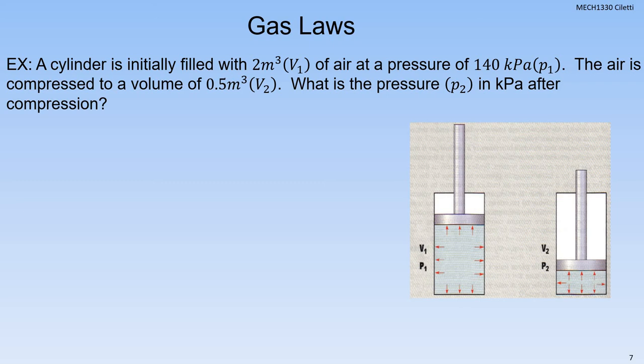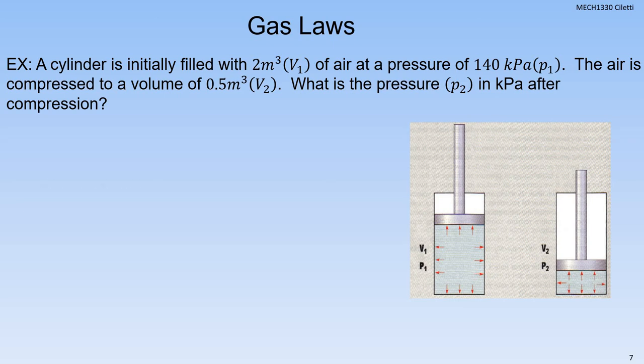Okay, let's do the same problem here, only we're going to do it with metric units instead of imperial units. We have a cylinder initially filled with 2 cubic meters of air at a pressure of 140 kPa. Remember, please notice that there's a K in front of that Pa, so there's 3 more zeros that go after that 140. The air is compressed to a volume of 0.5 cubic meters. What is the pressure P2 in kPa after compression?